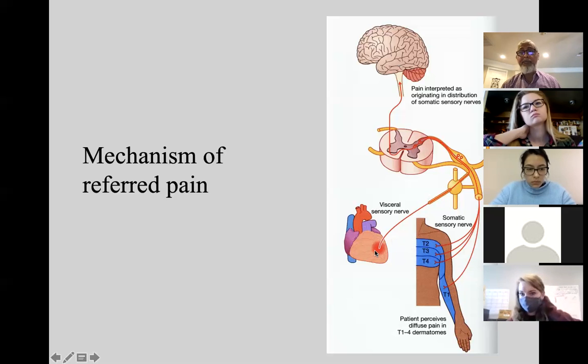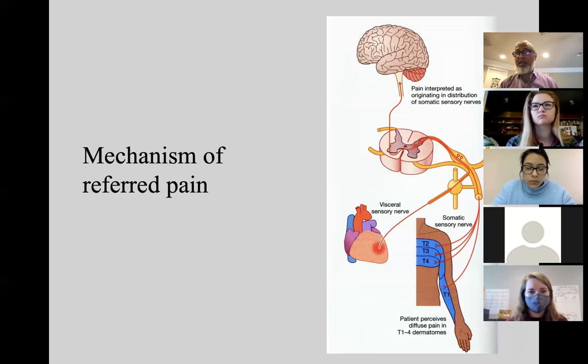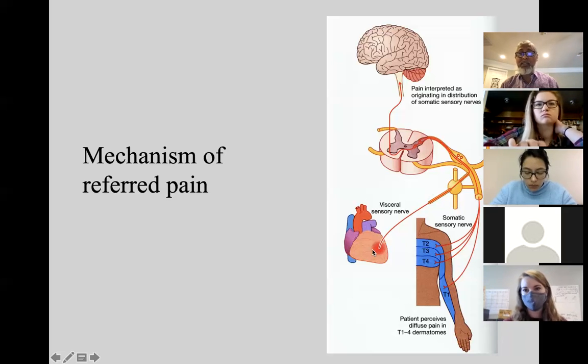I hope none of us will have that experience, but if anybody does have that experience, the pain will come from the heart, and the brain initially will fail to interpret it properly. That failure of interpretation by the brain, where the source is here but we feel it here, that type of pain is called referred pain. Okay.